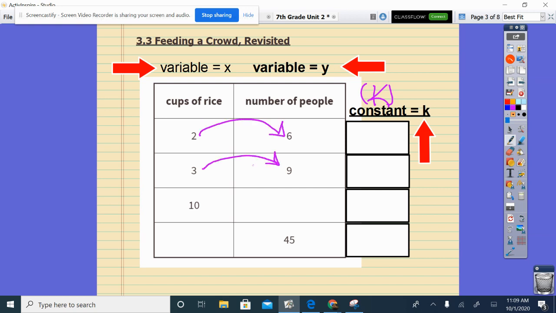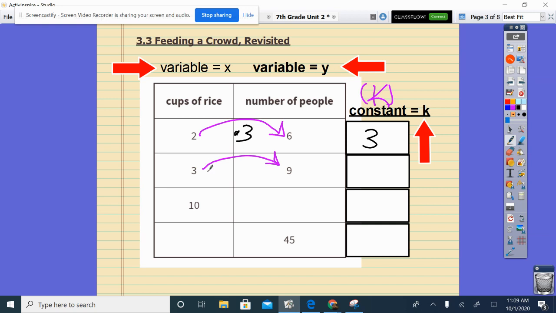Well, it's multiplication. So I'm going to be multiplying 2 times some number to get to 6. I know from experience that 2 and 6 are friendly numbers, so I can go with multiply by 3.